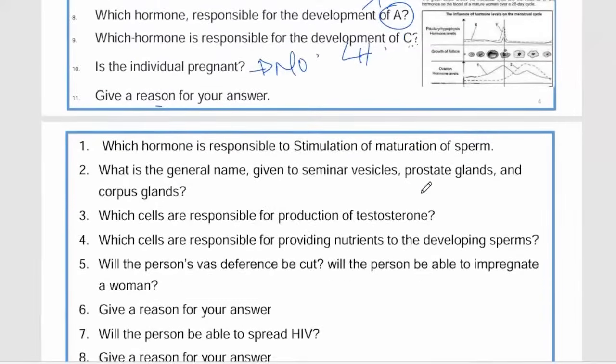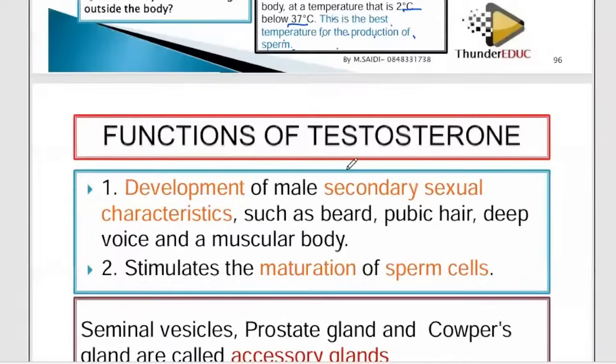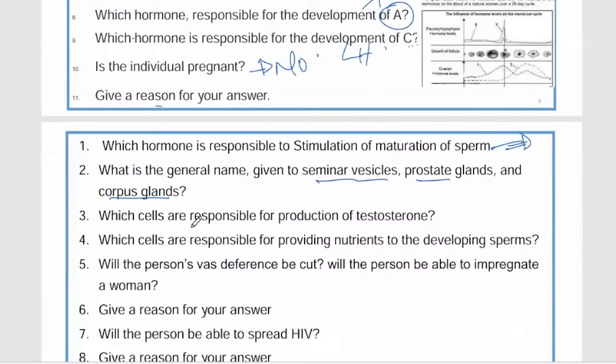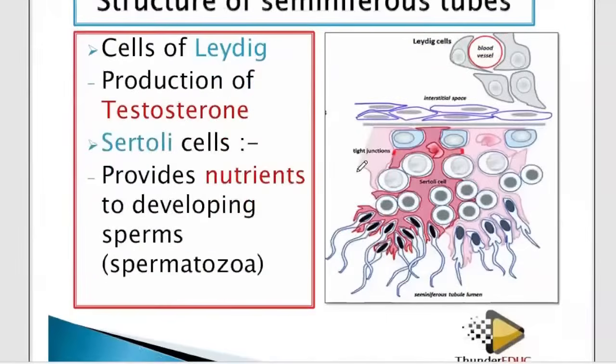All right. Then they're saying which hormone is responsible for stimulation of maturation of sperms? We say that is testosterone. What is the general name for seminal vesicle, prostate gland, and the Cowper's gland? We say this is called accessory glands. Then they're saying which cells are responsible for production of testosterone? We call them cells of Leydig. Cells of what? Cells of Leydig. They are here. Testosterone is being produced by cells of Leydig. So that is the spelling. So don't say that you don't know the spelling.